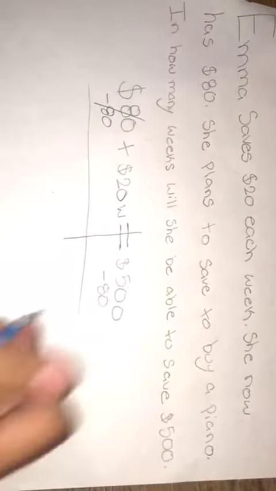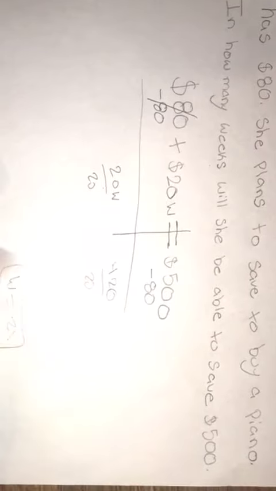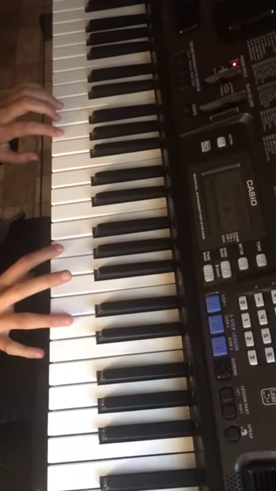And then you would need to cross off both 80s and then 500 minus 80, which is 420, and drop down 20w. And then you would need to divide both sides by 20. And 420 divided by 20 is 21, so she will be able to buy her piano in 21 weeks.